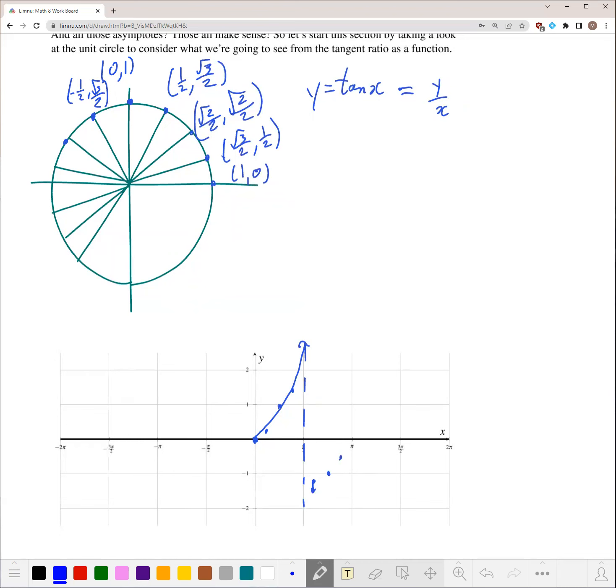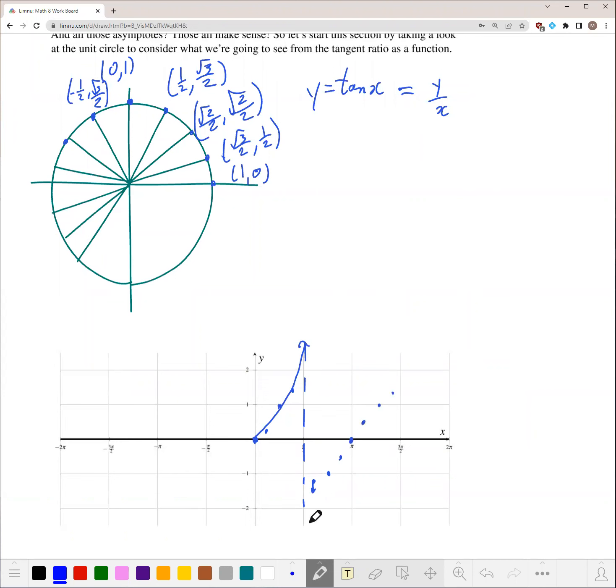And then at pi, I have 0 divided by negative 1, which is just 0. And then down here, oh, a negative divided by a negative. Okay, we're getting a pattern, aren't we? Oops, sorry, that shouldn't be there. Let's do this.